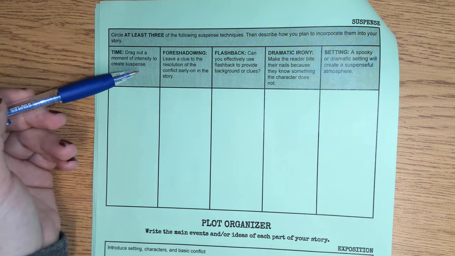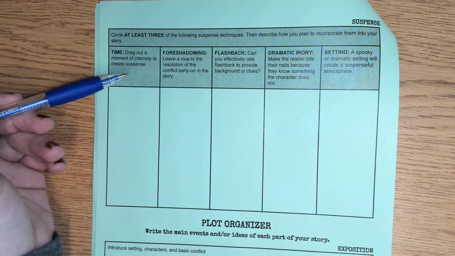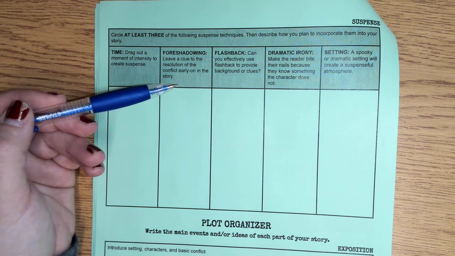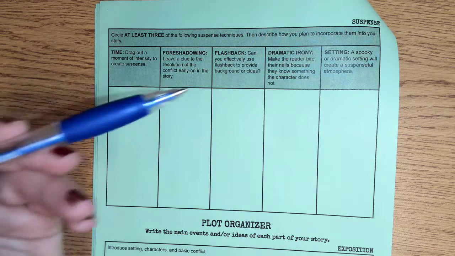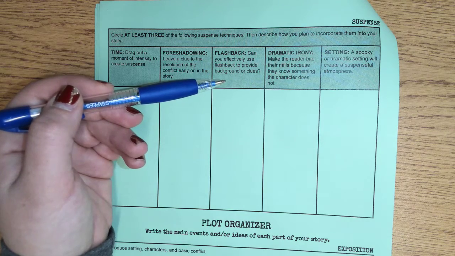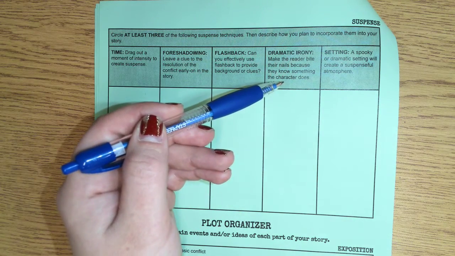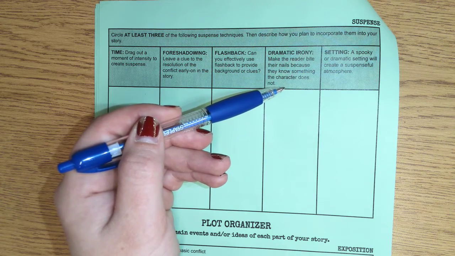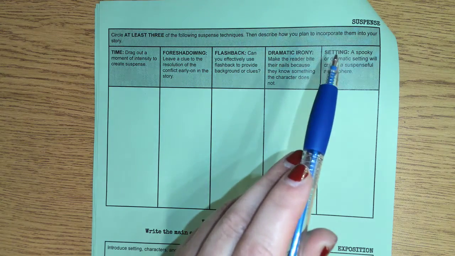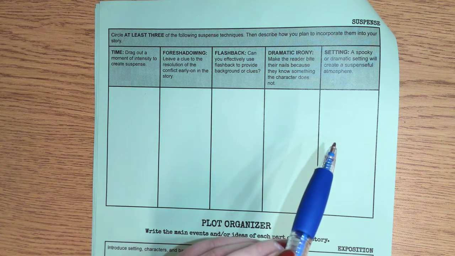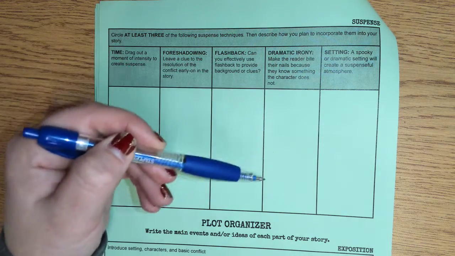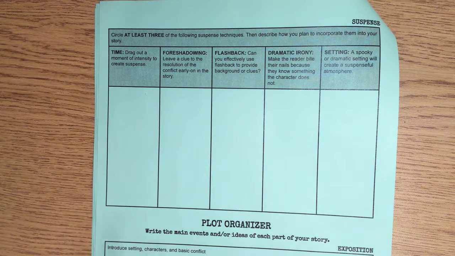We have time. That's when you drag out a moment of intensity to create suspense. You have foreshadowing. That's when you leave a clue to the resolution of the conflict early on in the story. Flashback. Can you effectively use flashback to provide background or clues? Dramatic irony is where you make the reader bite their nails because they know something that the character does not. And then, of course, you can create suspense just with the setting. So a spooky or dramatic setting will create a suspenseful atmosphere. So you're going to circle your choices, and then you're going to describe how you plan to incorporate those.